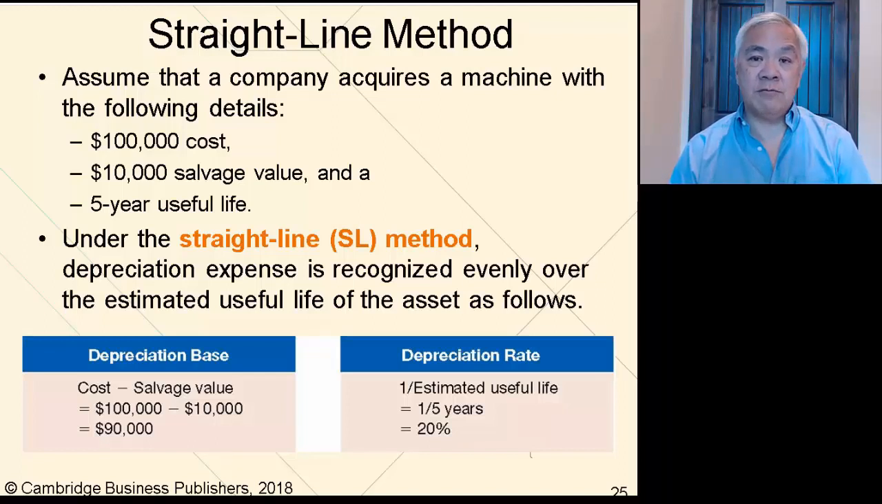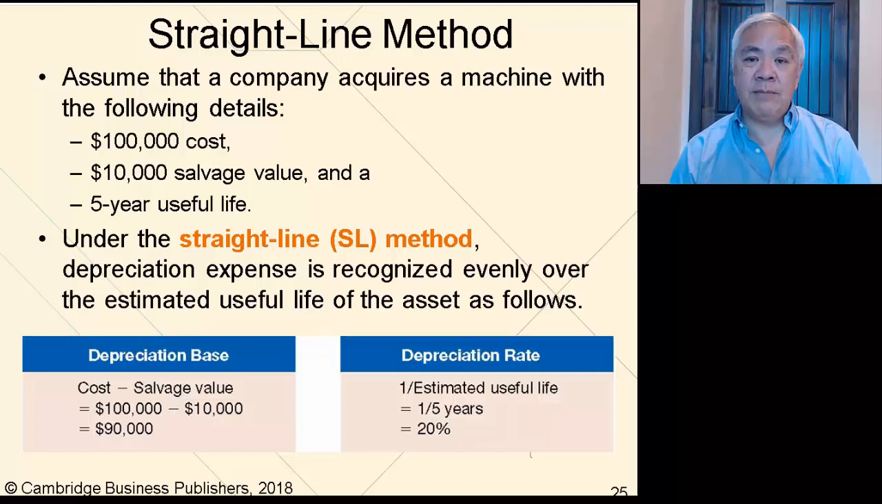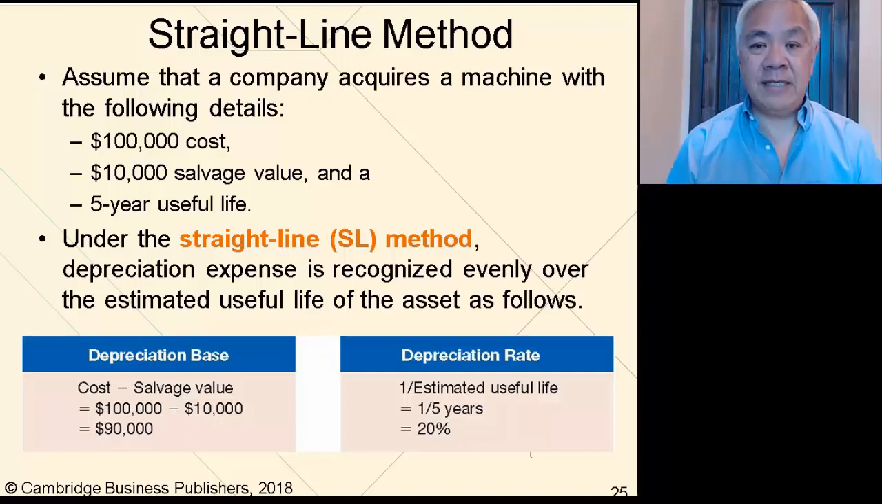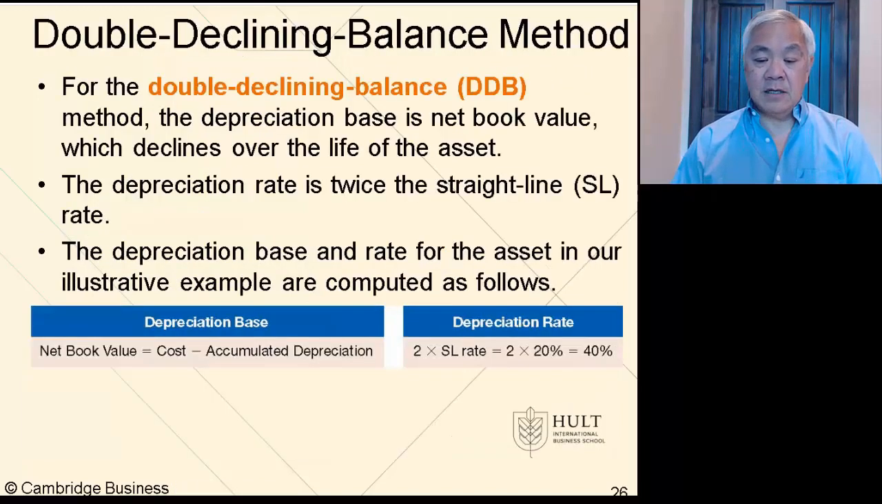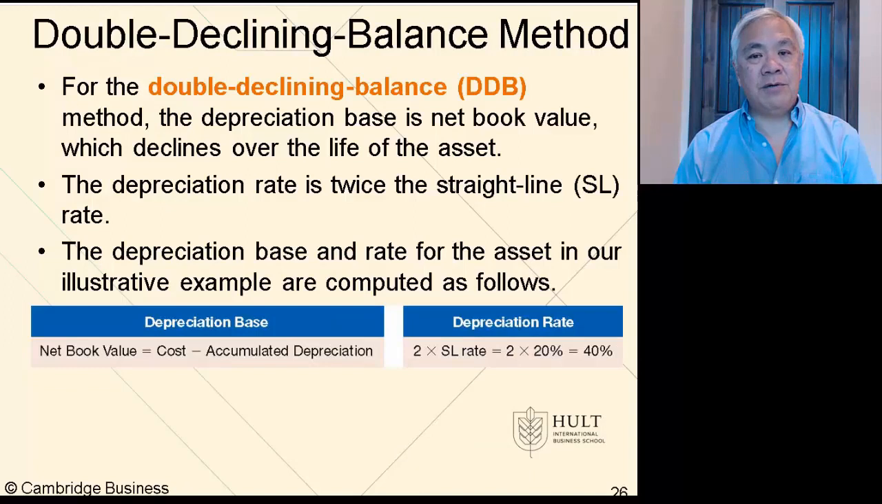Okay, next is how much do we charge? Well, under straight line, it's easy. How many years? The number of years is 5, so 20%. For each of the next 5 years, we're going to charge 20% of the depreciable base of 90 per year, so 18,000 per year. Double declining is trickier because it says, well, take what you would have, but double it.